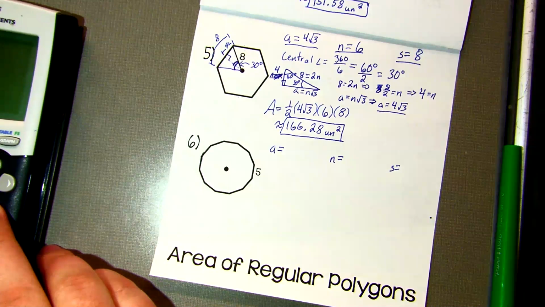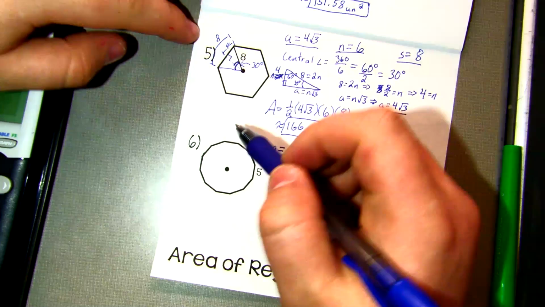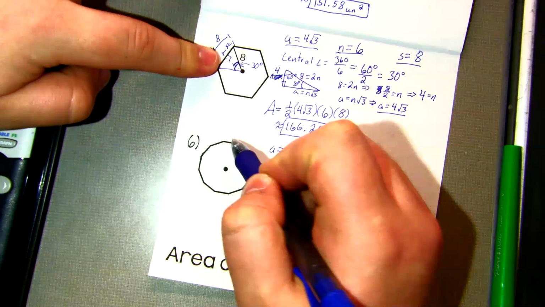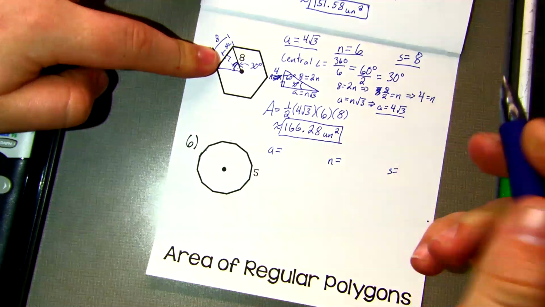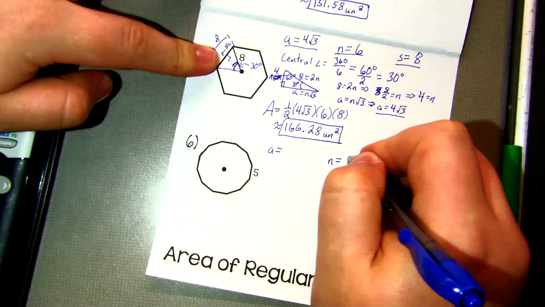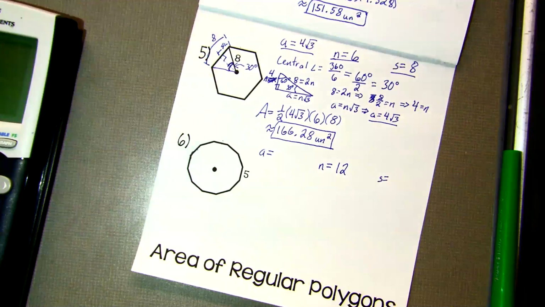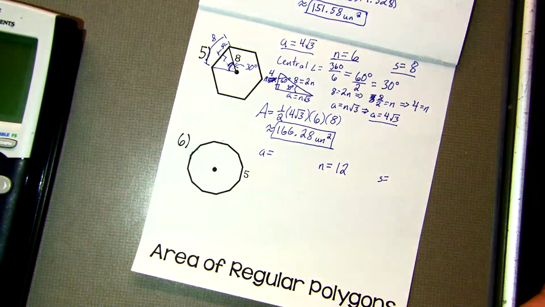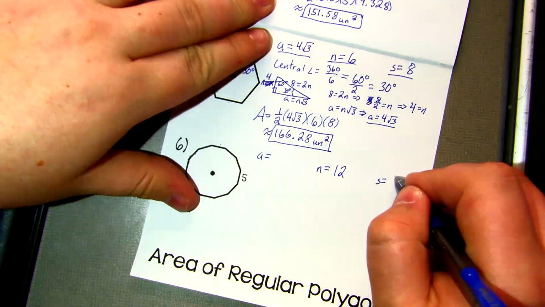N. N, okay. How many sides does our polygon have? 10. Okay, let's count that just to be sure. We got 1, 2, 3. It's 12. 12, yeah. I think that's what I counted as well. That's okay though. 12 sides, that's not a huge problem. And do we know any other variables? S. Side. Yeah, we know S is equal to 5. Awesome, thank you everyone.